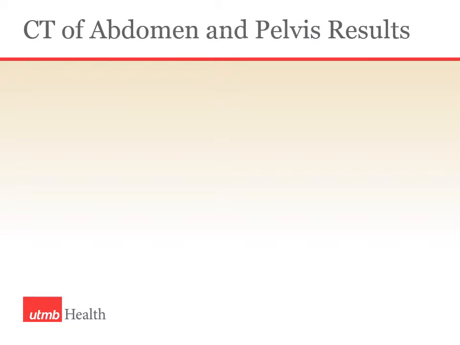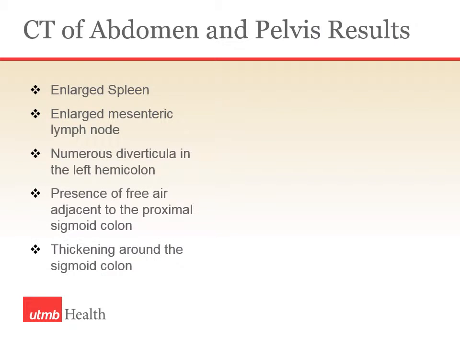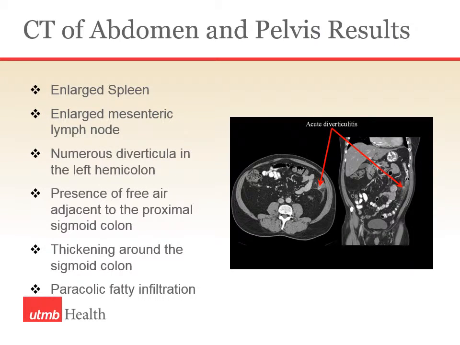The CT of the abdomen and pelvis showed that he had an enlarged spleen, enlarged lymph nodes, numerous diverticula in the left hemicolon, so in his sigmoid colon. He had presence of free air, which makes everything worse and it increases your risk of complications. There was a large amount of thickening around the sigmoid colon, and there was paracolic fatty infiltration, which just means that all the inflammation was spreading.